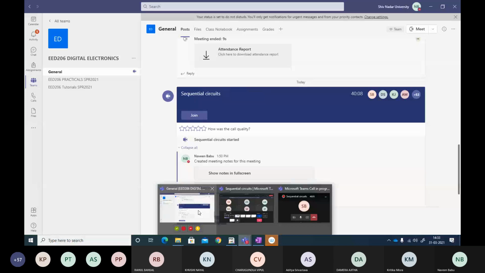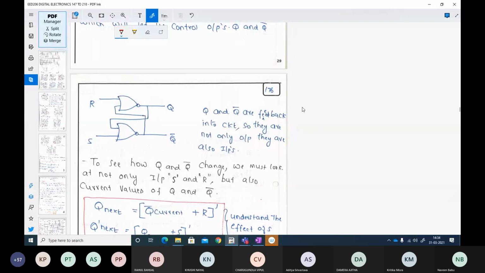All right. So our idea is to hold the data, right? And then we must be able to read the data and we must be able to change the data. So with the previous inverter circuit, we were able to hold the data, we were able to read the data, but we were not able to change the data. So what we did was we replaced our inverter with a NOR gate. And with the NOR gate, this is how the feedback mechanism is.